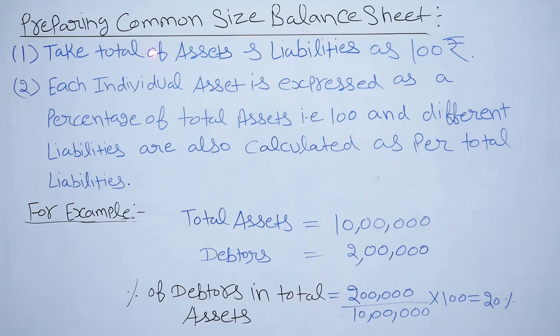We are preparing common size balance sheet. Suppose total of assets and liabilities is rupees 100. Each individual asset is expressed as a percentage of total assets, and that is 100. And different liabilities are also calculated as per total liabilities. For example, total assets of a company are rupees 10 lakh, debtors rupees 2 lakh. So percentage of debtors in total assets will be 2 lakh divided by 10 lakh into 100 is equal to 20%. So debtor percentage here in the question will be 20%.